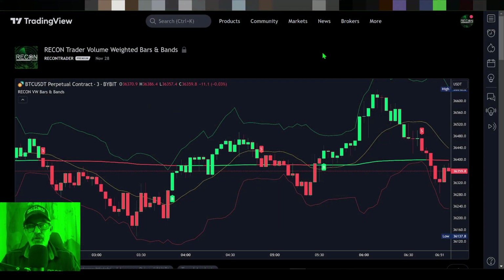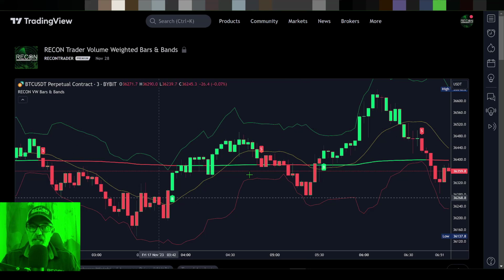In today's video, I will share with you a new indicator that I've created over on TradingView, and I use this indicator primarily for day trading purposes on shorter time frames like the 1 minute, 3 minute, 5 minute time frames. And the indicator is the RECON Trader volume weighted bars and bands indicator. And as the name indicates, this indicator really revolves around volume weighted averages, whether that be a volume weighted moving average or a volume weighted adjusted price or average price, which is commonly known as VWAP.